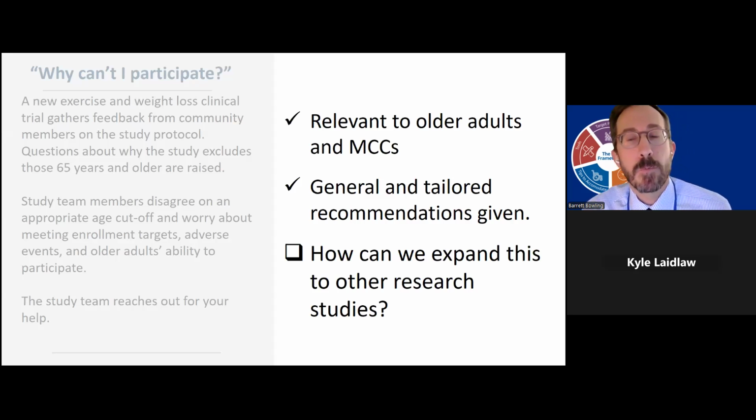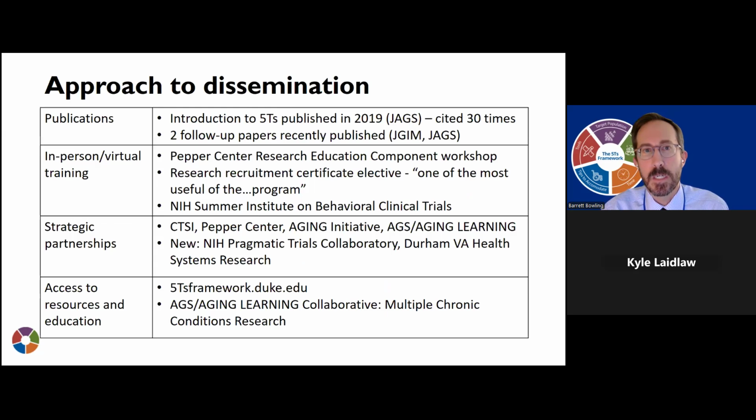And so, coming back to this case and thinking about it, if there are studies out there that are relevant to older adults with multiple chronic conditions, and there are ways that we can provide both some general recommendations and some more tailored recommendations to help overcome challenges to participation, how then could we expand this to other research studies? Our dissemination approach has really focused on publishing some of the work that we've done, conducting in-person and virtual training, having strategic partnerships, and then providing access to resources and education.